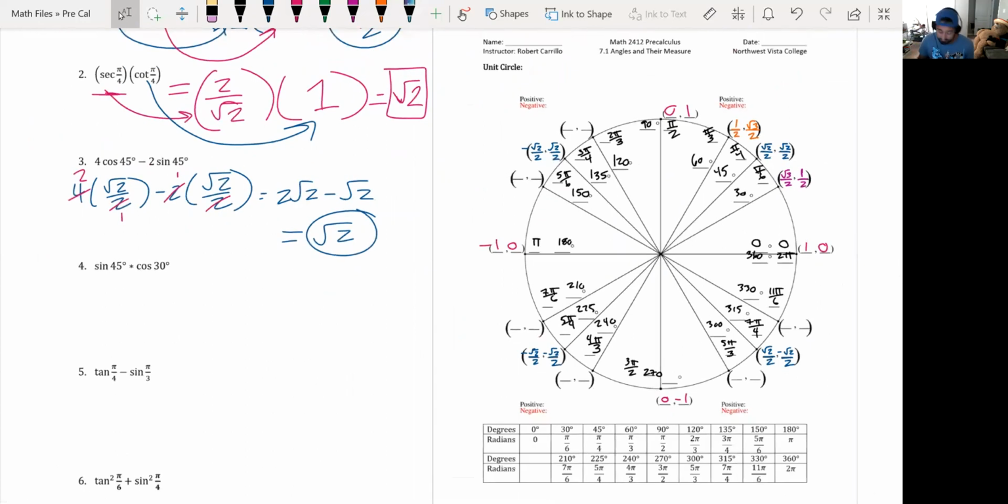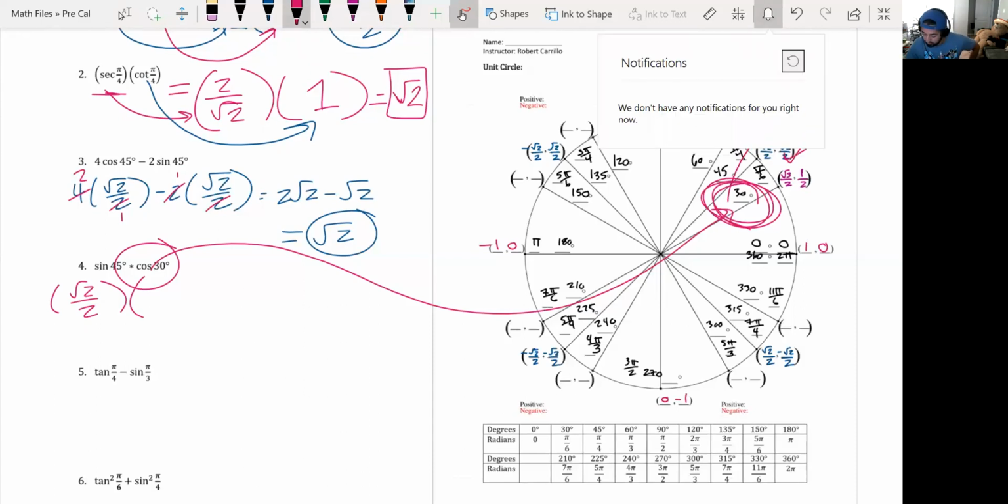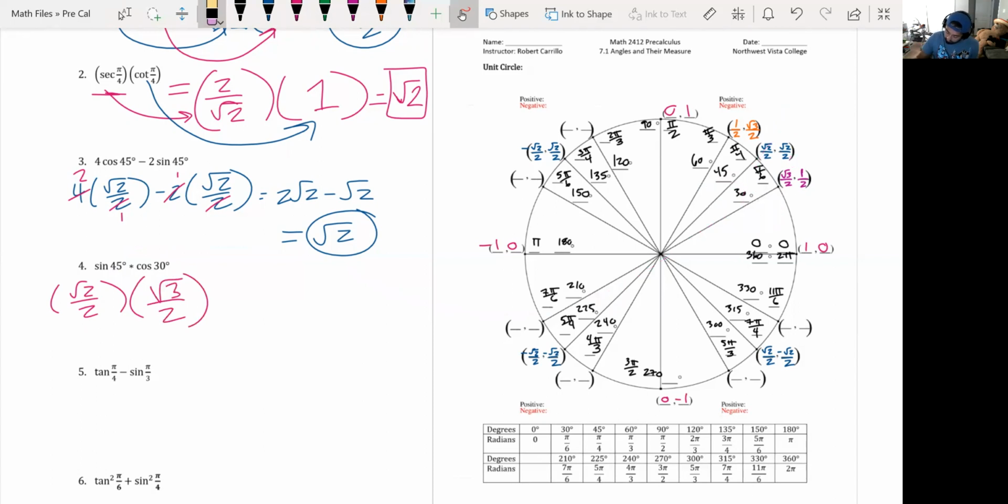Sine of 45 degrees. Same thing. We've done this already. Look at the above. 45 degrees is square root 2 over 2. We do have a new one. Cosine of 30 says, look at 30 degrees. What is the x value at 30 degrees? Cosine at 30 degrees wants the x value at 30 degrees. So we would have square root 3 over 2. And just multiply. You get square root 6 over 4. That's it.